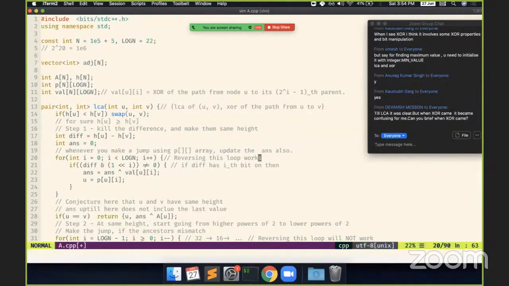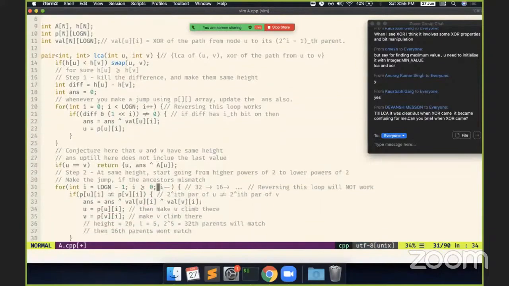also at that time. Basically, whenever you make a jump using the P array, you're consuming some part of the path. So when you're consuming some part of the path, also consume its XOR value in your answer variable. So when I jump here on line 23, I also consume this part. Because when I'm jumping up till this position, I'm kind of forgetting about these nodes that I'm jumping over. So to account for them in my answer, I'm XORing them also.